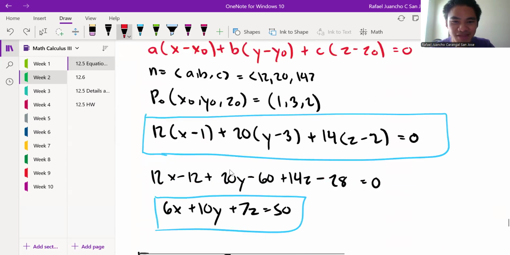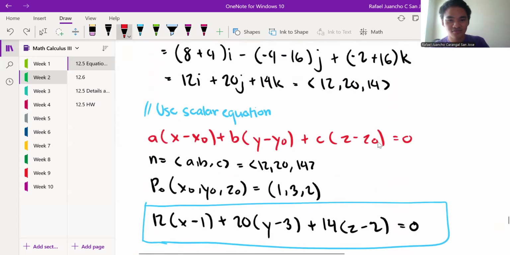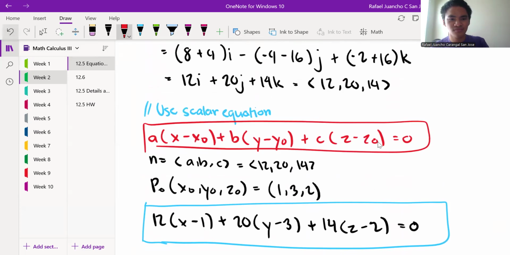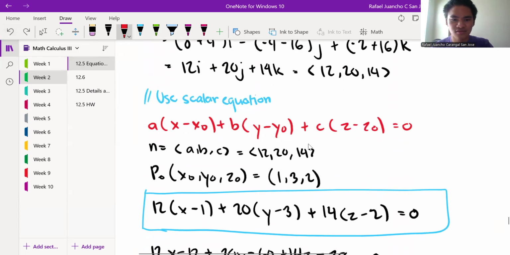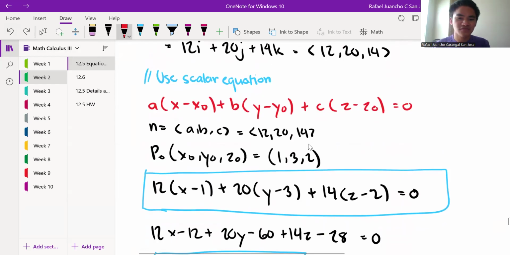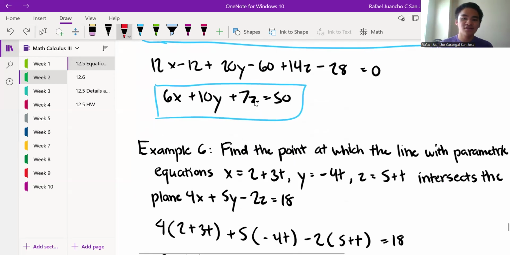We need the equation. So now we use this formula that we got, right? This formula. So we have our N, which is ABC, 12, 20, 14. A is 12, B is 20, C is 14. Now we just need our X0, Y0, Z0, which we also got, so we can just plug it in. There's our X0, Y0, Z0. And there we go, we plug it in. We can simplify, and that's the equation of the plane that passes through P, Q, and R.